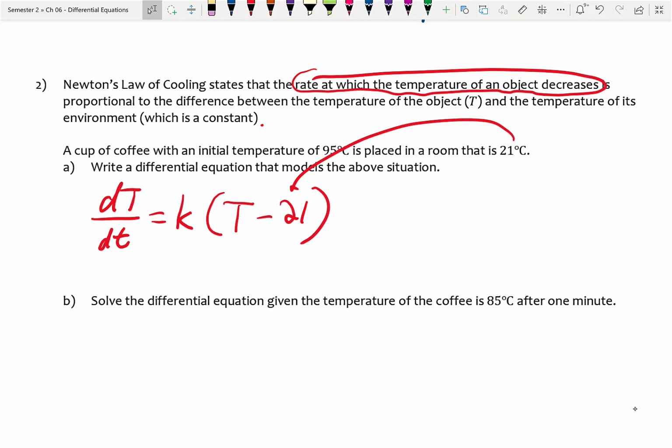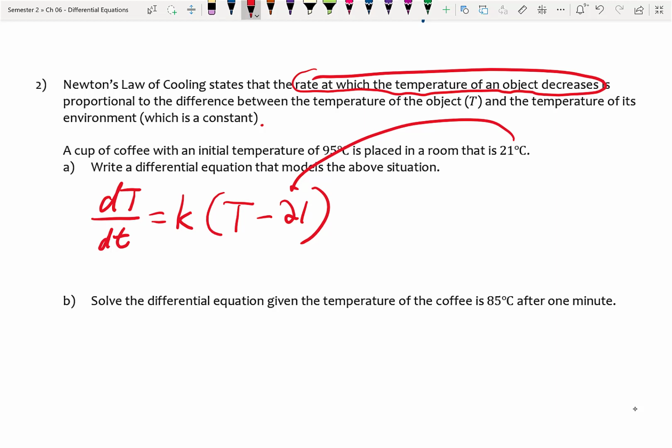Okay, next. Solve the differential equation given the temperature of the coffee is 85 degrees Celsius after 1 minute. Well, let's back up a second. Did we truly write a differential equation up here? It says an initial temperature of 95 degrees. We have a differential equation here, but I don't know what K is. But I might be able to figure out what K is if I actually truly solve the differential equation.